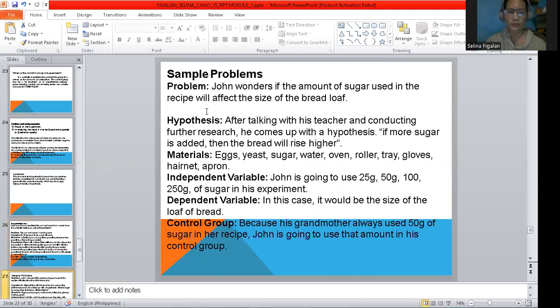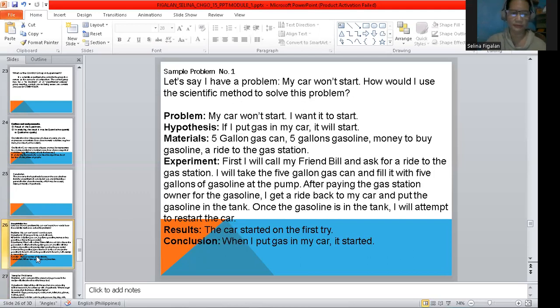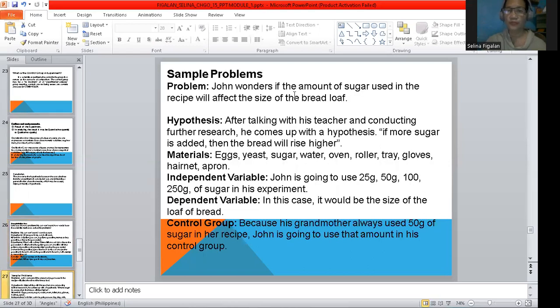Sample problem. John wonders if the amount of sugar used in the recipe will affect the size of the bread loaf. Okay, let us first identify what the problem is. Wait lang, class. Okay, this is the problem. Si John daw, nagwa-wonder siya kung naka-apekto ang amount ng sugar sa pagluluto. Okay, naka-apekto siya sa size ng bread.